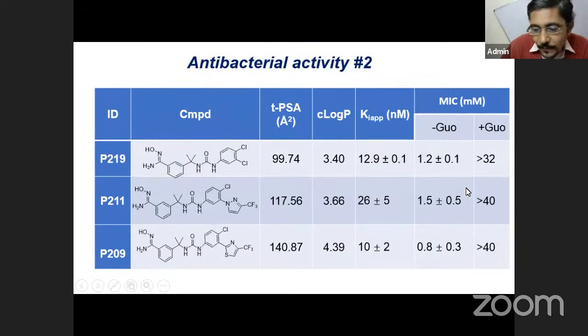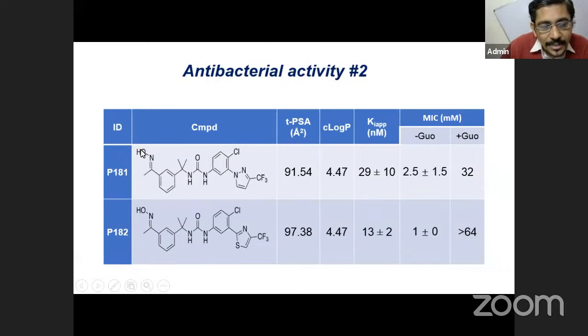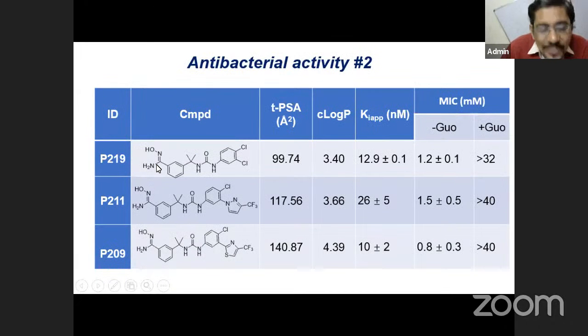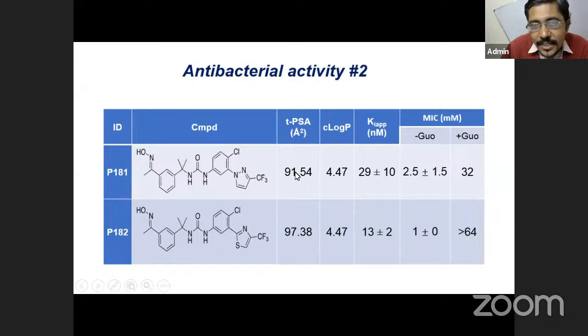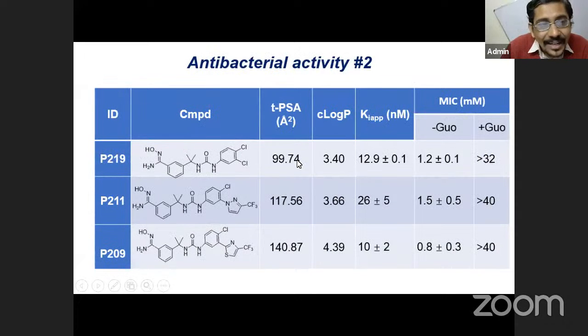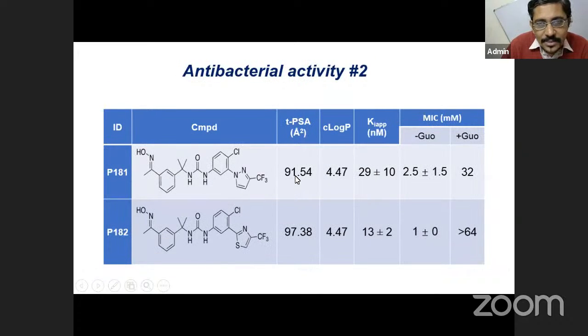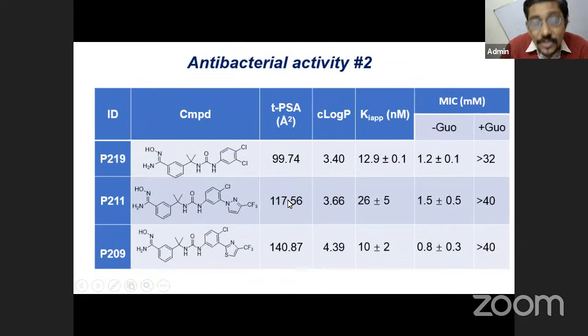The second modification, the next structure which I'm going to show, is going to be the same, except that instead of this methyl, you will see an NH2 group. As soon as you replace the CH3 with the NH2, you are going to change the TPSA to a significant extent. You can see here 91 going to 99, and if you look at this structure it is 91, here it is 117. There's a drastic change in TPSA, and you can also change the C-log-P. Earlier it was 4.47, now it is 3.36.